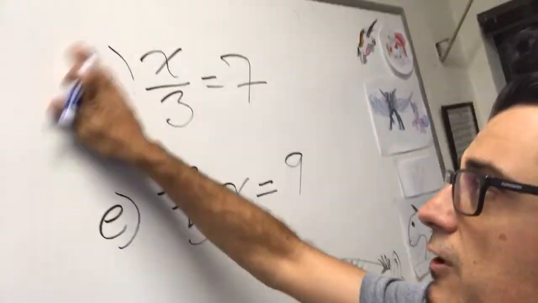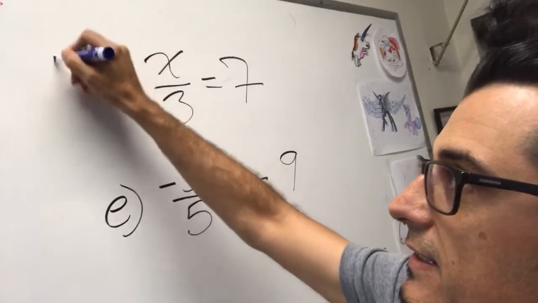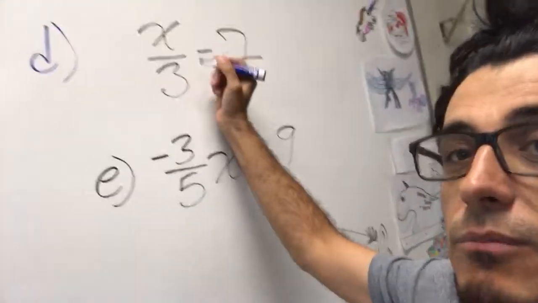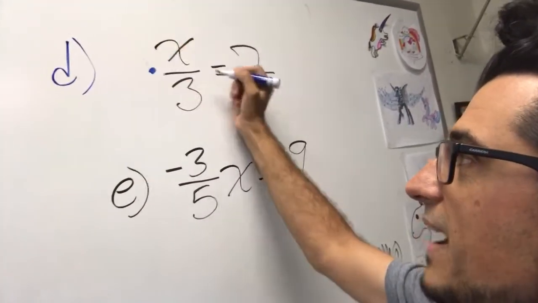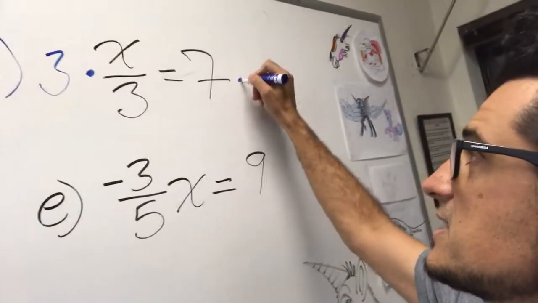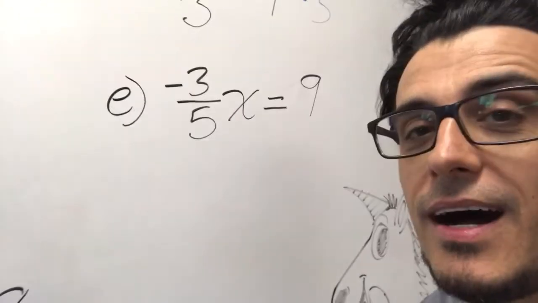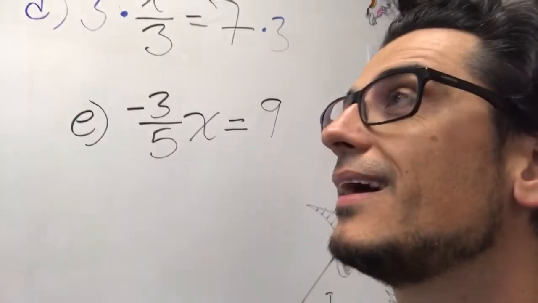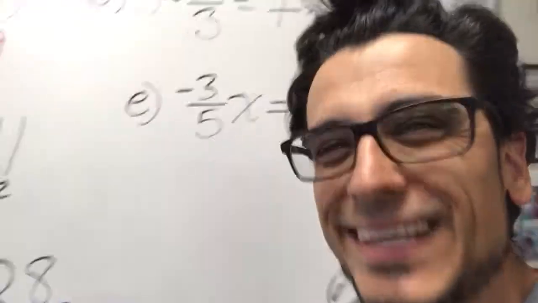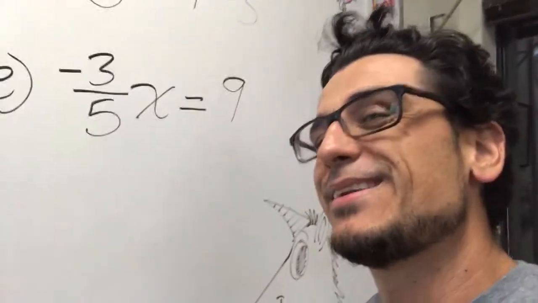Okay, so I'm going to move this D over here, and we are going to multiply by 3 on both sides because this is the multiplicative property of equality. Sorry about that brain fart there.